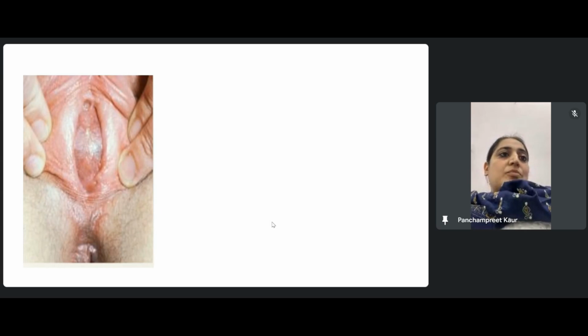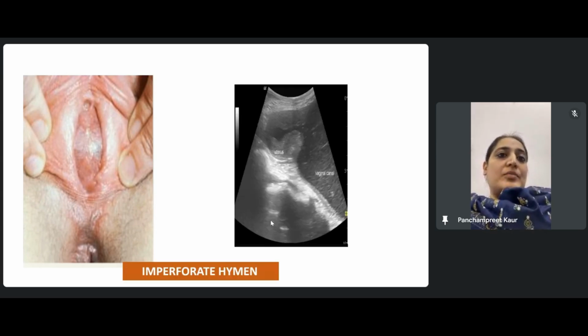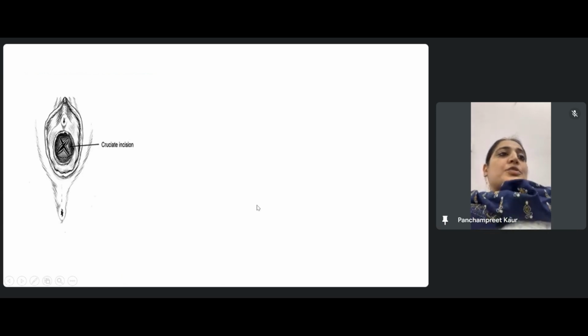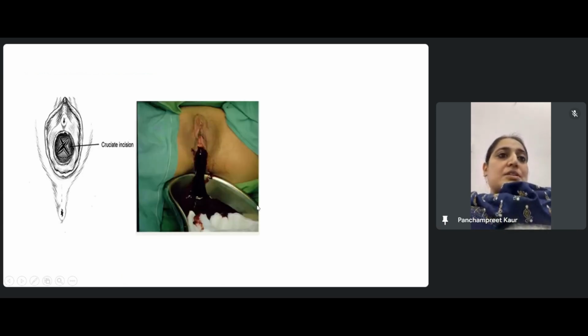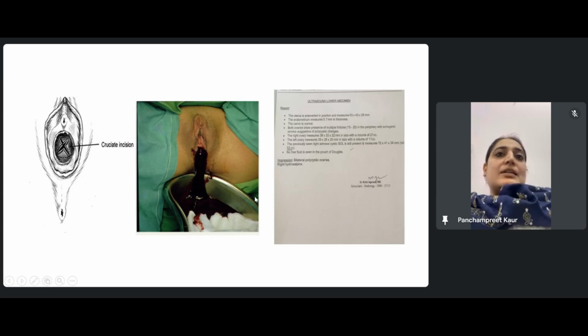This girl I actually came to meet 3 years back, and she had a bluish purple membrane, and it was diagnosed to be imperforate hymen. As you can see, there was a collection in the vagina and the uterus. The treatment for this was the cruciate incision, and as you can see, this was the clotted blood which came out. We are not supposed to do suction in these cases, and this was the follow-up scan for that girl.